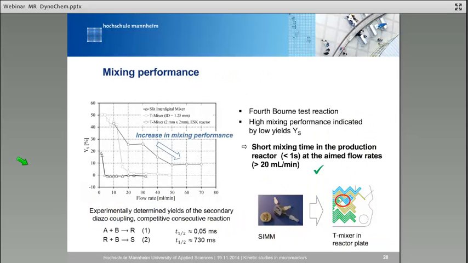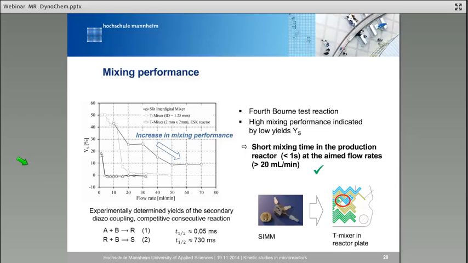So the experimental results show that for high flow rates above 30 milliliters per minute, we also have very good mixing performance of the T-mixer. And with regard to the scale-up, this means that we can safely assume short mixing time for both reactors at low flow rates in the micromixer and at the aimed higher flow rates in the production reactor. In this case, short mixing time means shorter than 1 second, which is clearly shorter than the characteristic time of the Michael addition.